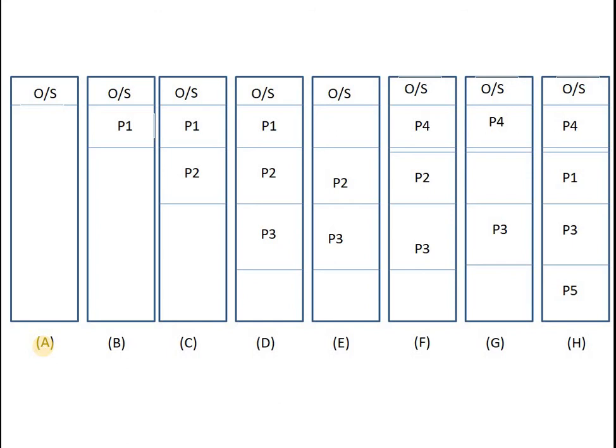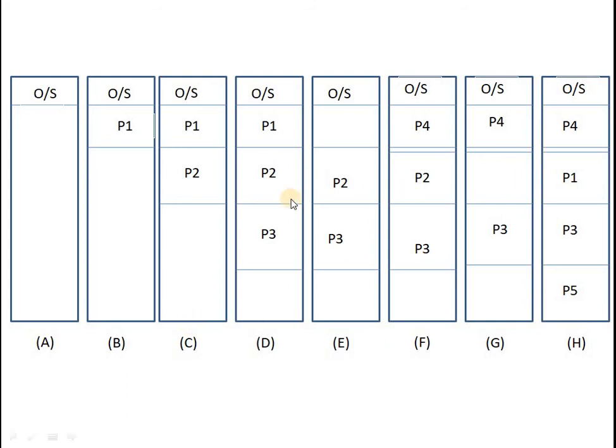After that, process P1 is executed, and another partition of size P1 is created, as shown in figure B. So the operating system and the next partition is P1, which is shown in figure B. After some time, the user executes process P2 and another partition of size P2 is created, which is shown in figure C.